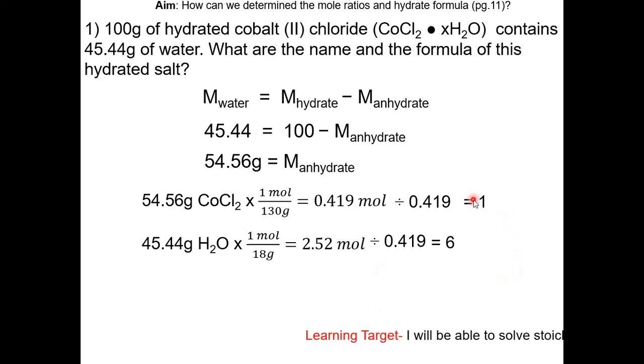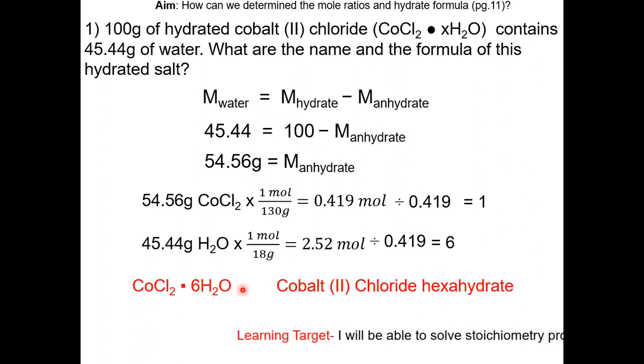And this is the mole ratio between the ionic compound and the water. It's a 1 to 6 ratio. So the chemical formula is CoCl2 · 6H2O. And the name of this hydrate is cobalt(II) chloride hexahydrate.